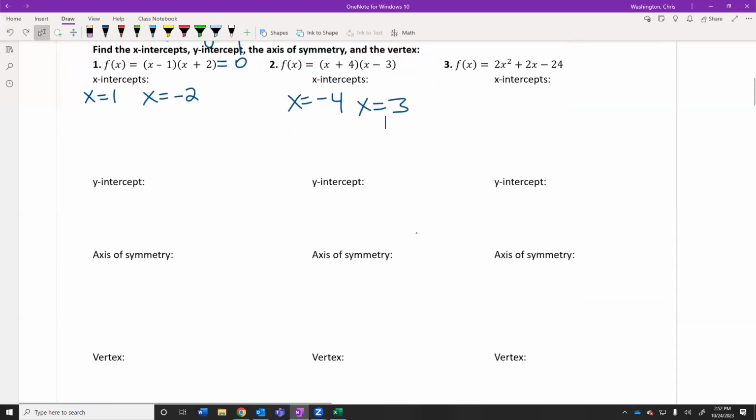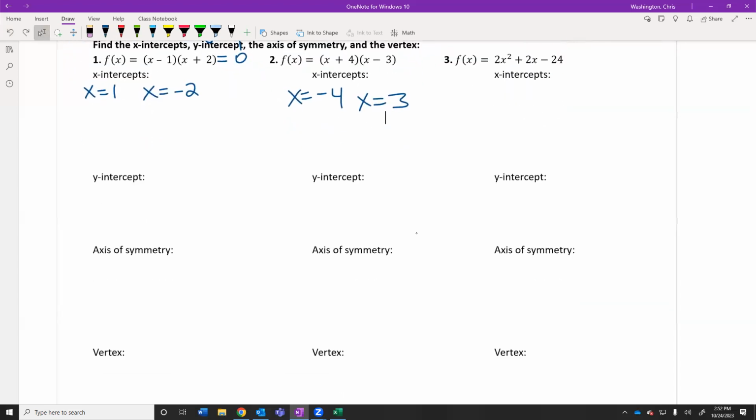Y-intercepts. How do we find the y-intercept? Well, anything that crosses the y-axis has an x value of 0. So we get y equals 0 minus 1 times 0 plus 2. Then all we have to do is figure out what that equals, and type it in the calculator if you need to. 0 minus 1 is negative 1. 0 plus 2 is positive 2. And negative 1 times positive 2 is negative 2.